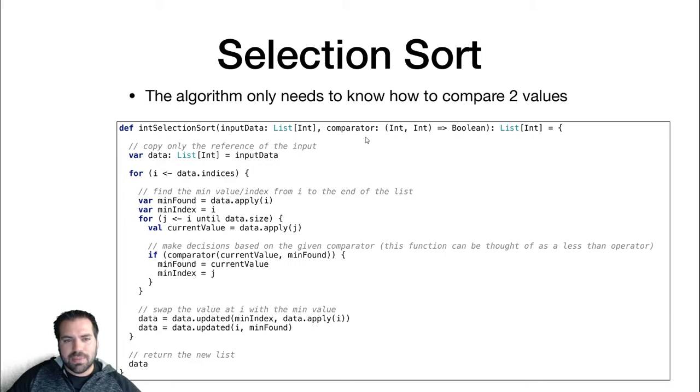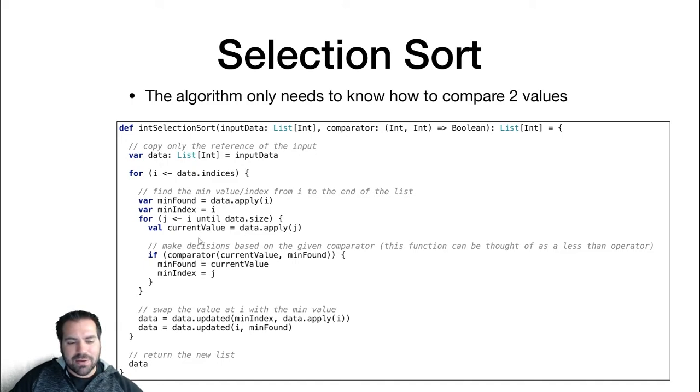So we're going to do the same thing here. We're going to take a comparator and then just refer to this comparator whenever we need to know how to sort things. I'll quickly go through the code here. We're going to iterate over the indices of this list. For each index, we're going to track the min value found and where it came from. So we have to track what its value is and where it came from. And then iterate through all of the indices from that index on and use our comparator.